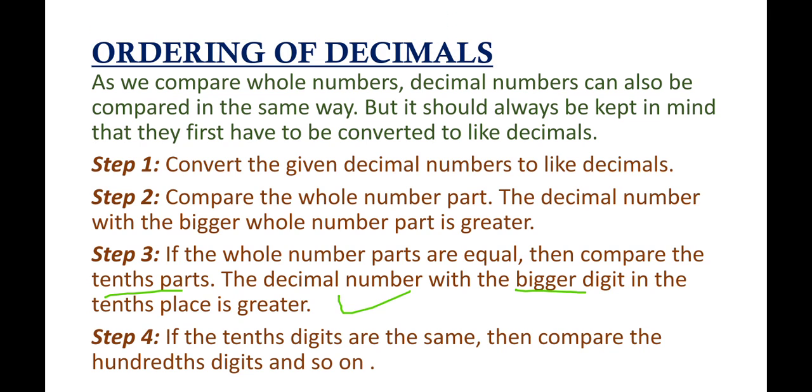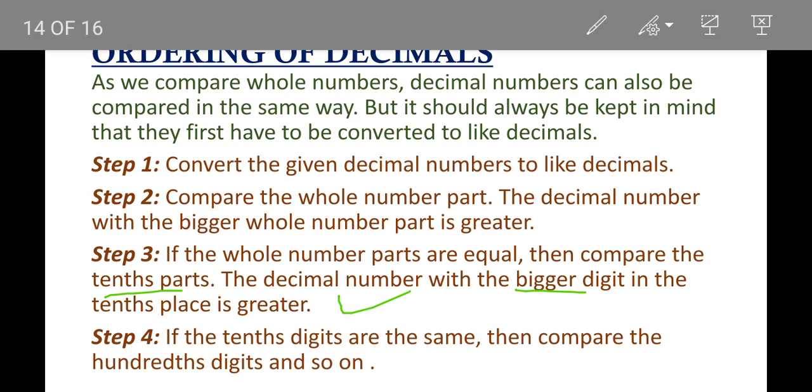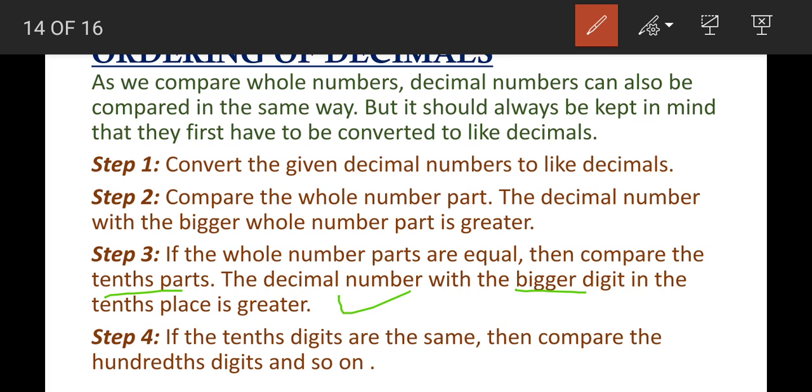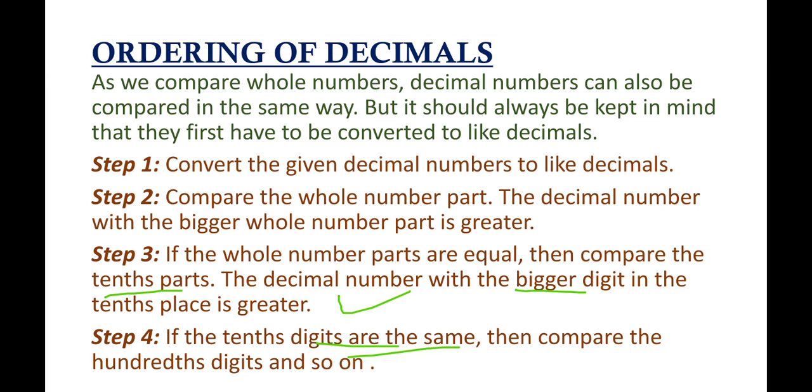Last step: if the 10th digit is the same, then we have to move to the next digit, that is the 100th place digit. The number with the greater digit there is greater. If it is the same, then we have to move to the 1000th place. If it is also the same, then we have to move to the 10,000th place. In this way you have to compare digit-wise from the left side and move towards the right side.